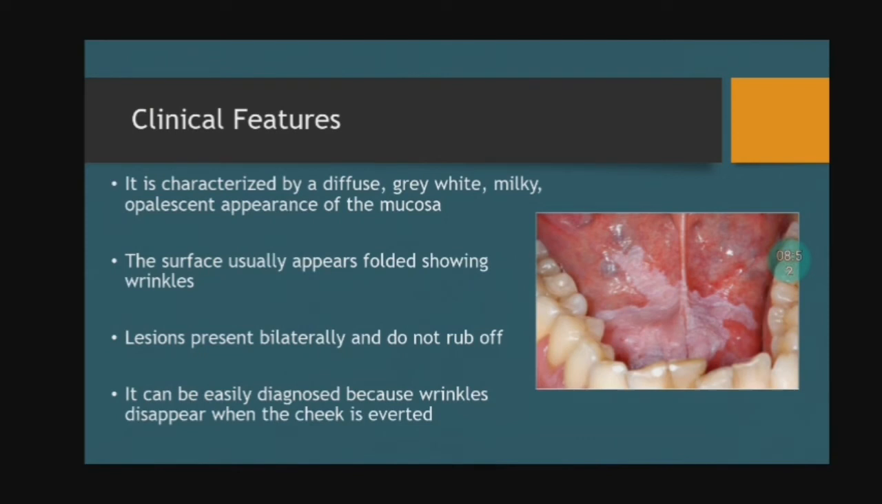Its clinical features. It is characterized by a diffuse, gray-white, milky, opalescent appearance of the mucosa. The surface usually appears folded, showing wrinkles. Lesions are present bilaterally and do not rub off. It can be easily diagnosed because the wrinkles disappear when the cheek is everted.